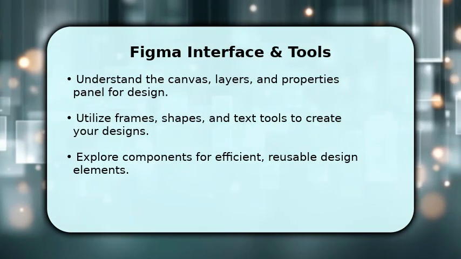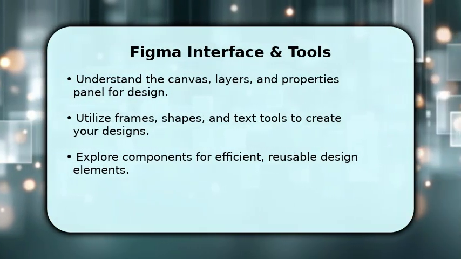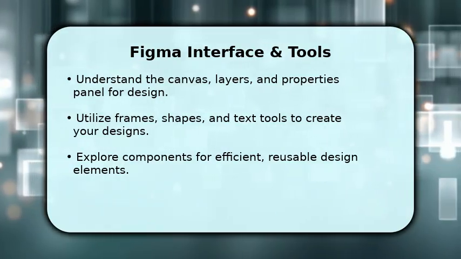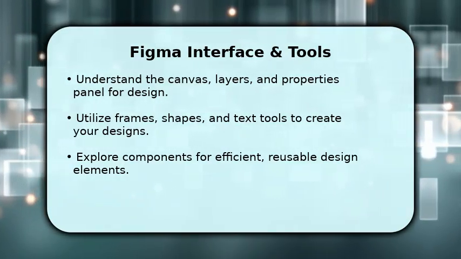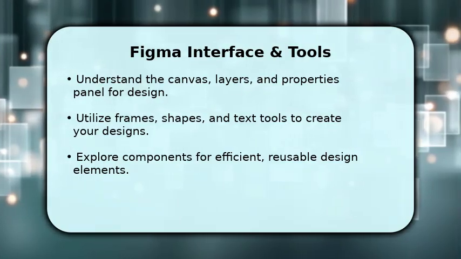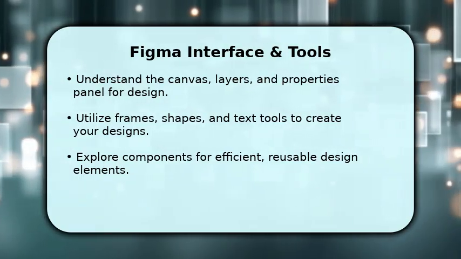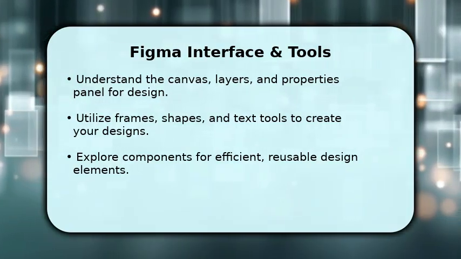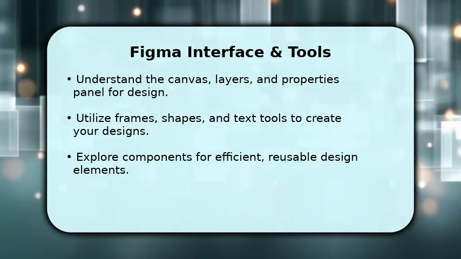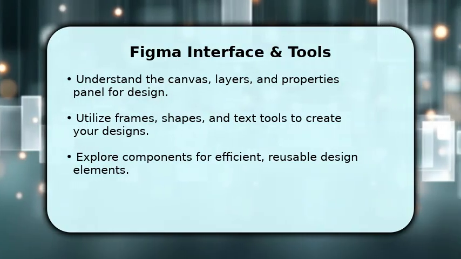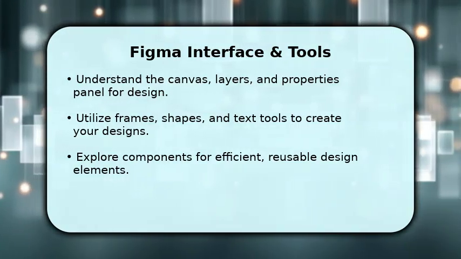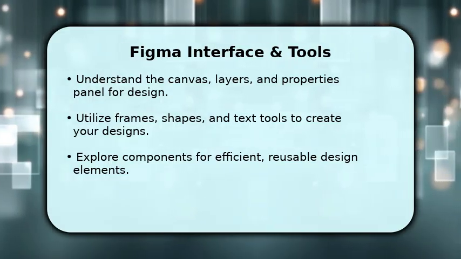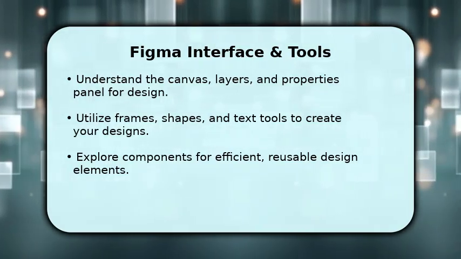Once you're in Figma, you'll encounter the main editor with its Canvas, Layers panel, and Properties panel. The Canvas is your workspace, while the Layers panel manages your design elements. The Properties panel allows you to adjust settings for selected objects, use frames to define artboards, and leverage shape and text tools to build your visual elements. Components are crucial for creating reusable elements, saving you significant time and ensuring consistency across your projects.